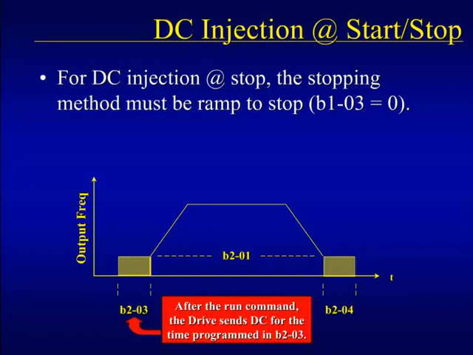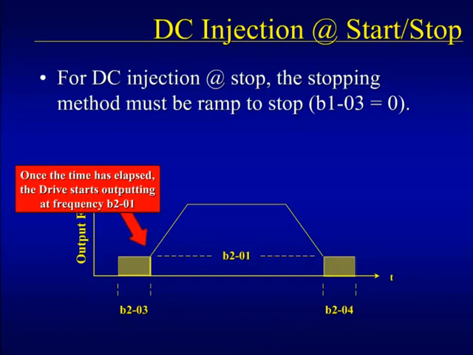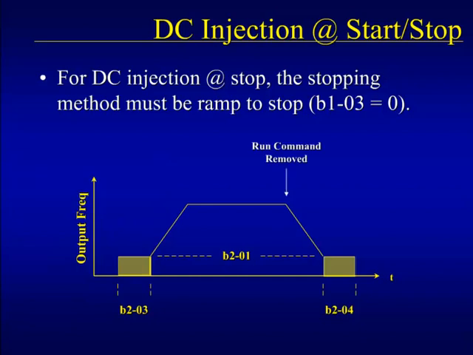Once that time has elapsed, the drive will begin the normal acceleration by starting at the output frequency set in parameter B201. For instance, if B201 is set to 6 Hz, the drive will DC inject and then begin outputting to the motor at 6 Hz. The drive will then run until the run command is removed.